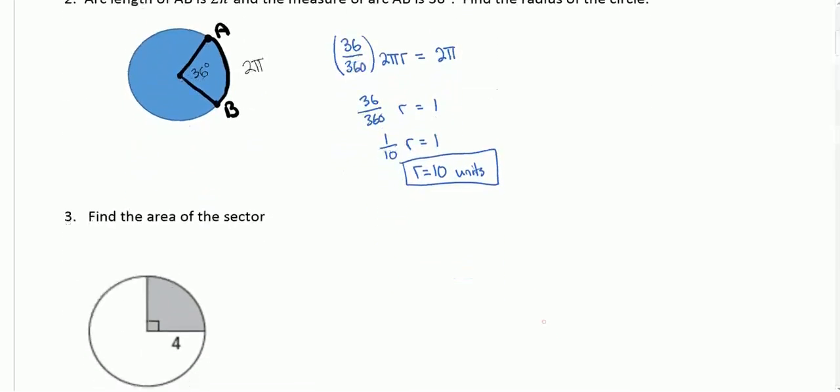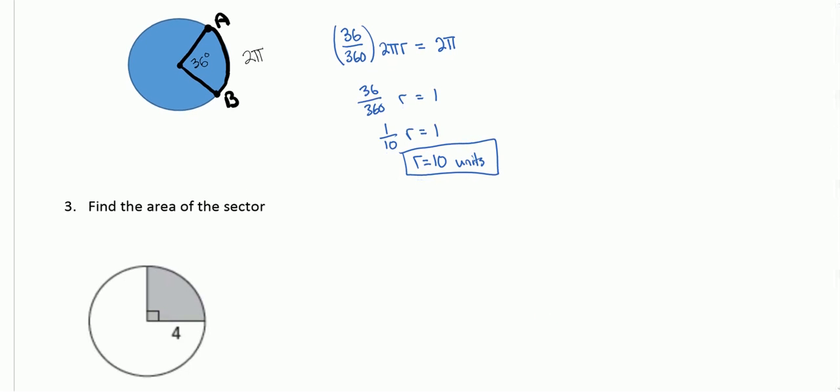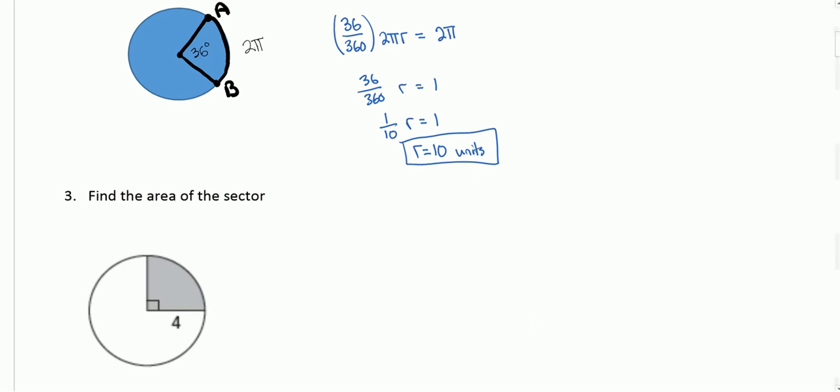Number 3, we're finding the area of the sector of the circle. Notice it's 90 degrees, so the fraction of the circle is 90 over 360, which is a quarter of that circle. And we're looking for the area, and the area of a circle is pi r squared. So pi times 4 squared. So we got 1/4 times 16 pi. Divide 16 by 4 and you get 4 pi. And we're looking at units squared, because that's area.